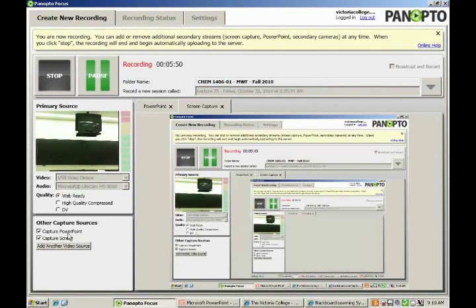So remember, you use this equation, MI VI equals MF VF. We want to isolate this MI variable, so we've got to get rid of this VI, so we're going to divide both sides by VI.